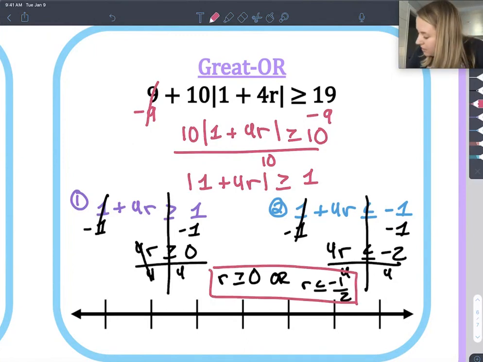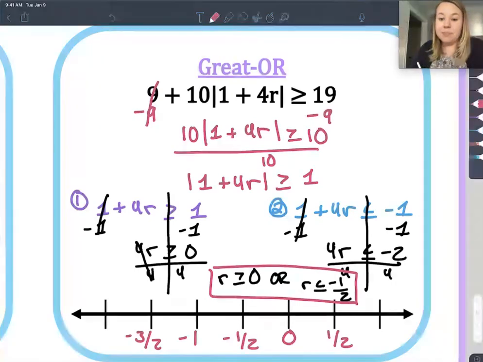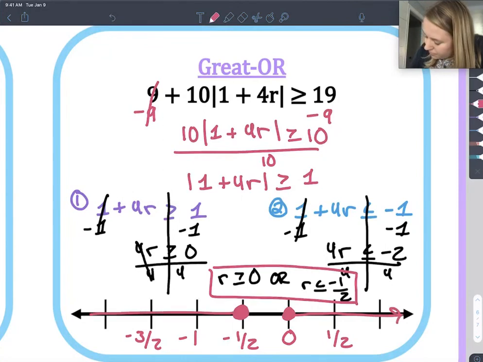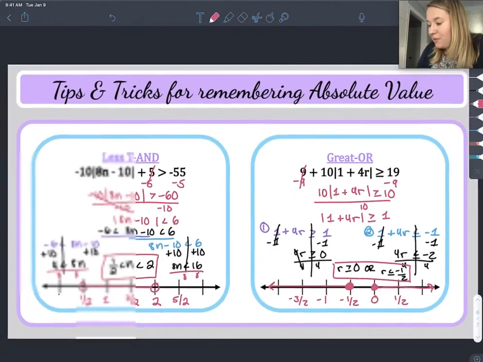So to graph this, I'm going to have 0 right on the left there. I'm going to have my negative 1/2, negative 1, negative 3/2. I'll have positive 1/2 on the right. They're both going to be closed circles. And then we're going to have arrows pointing out from each other. And there we go. There is our graph and solution to our greater than symbol or absolute value.